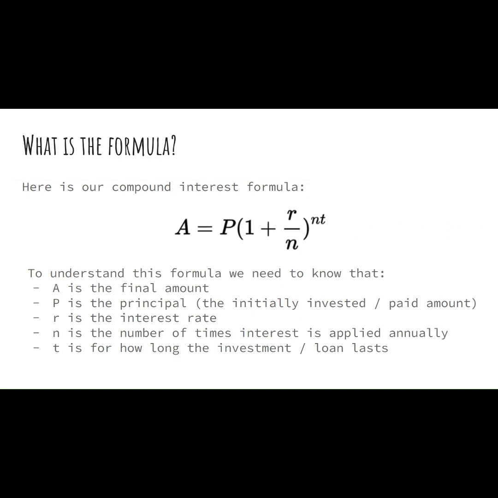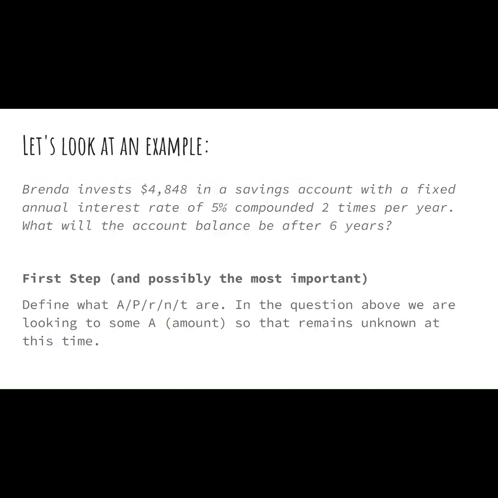That number of times interest is applied is really, really important to us. And when we express the rate, and I show this in the next slide, we express it as a percentage out of 100. So for example, a 5% interest rate is not 5 over N, it's 0.05 over N. We need to do that conversion back to decimals. So let's look at an example quickly.